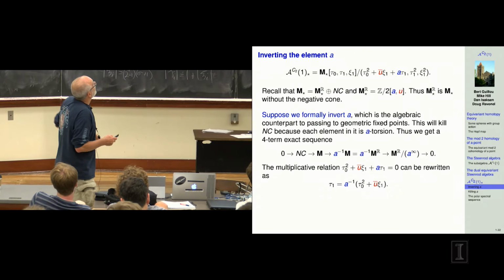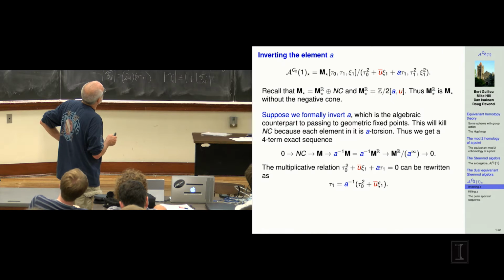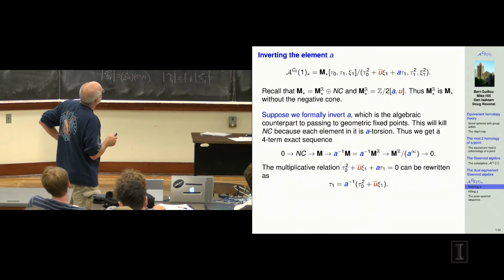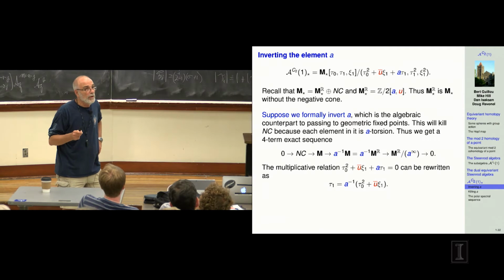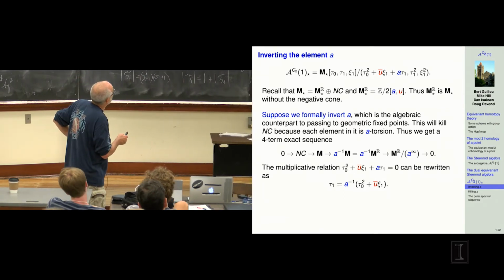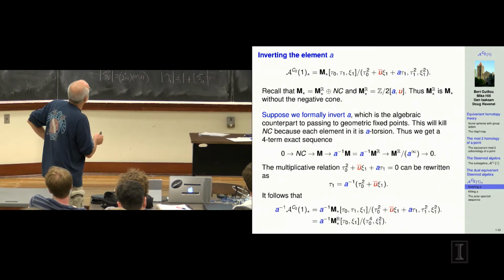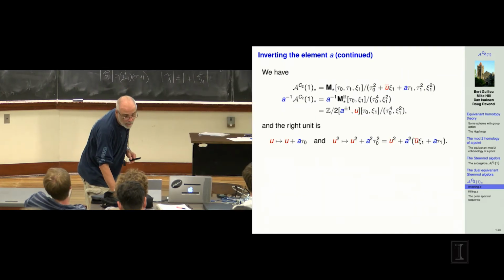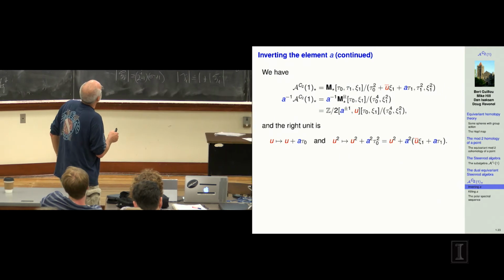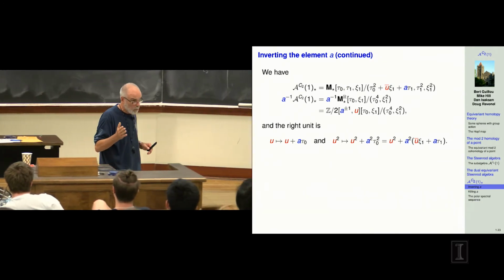Now, more importantly, this multiplicative relation here can be rewritten like this. Since you're allowed to divide by A, you can say that tau 1 is equal to this. So tau 1 is now redundant as a generator of the ring. It can be expressed in terms of tau 0 and xi 1. So that simplifies the dual algebra quite a bit. And the right unit formula becomes this, and the Ext calculation here is actually quite easy.